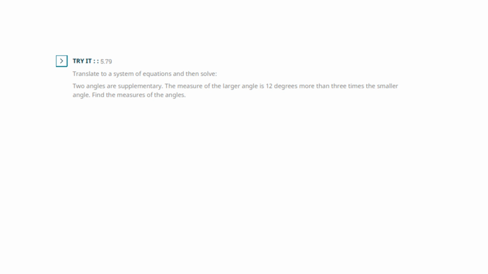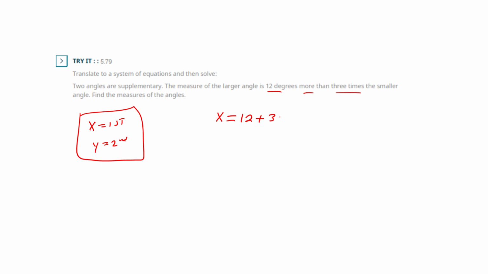Okay, try another one. This time notice that it's supplementary. I'm going to make my dictionary. I always make my dictionary so I don't get confused. Okay, the larger angle is... now it really doesn't matter which you made. You could have called one larger, and I just called them first and second, but we'll just say larger is 12 more. We're going to translate one word at a time. 12 more than 3 times the smaller.